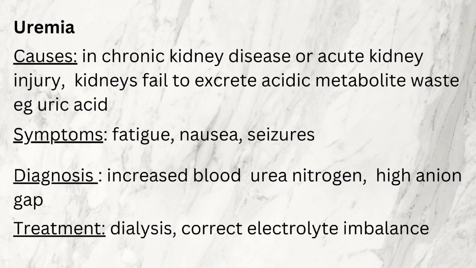From our mnemonic, the next on the list is U, which is uremia. Remember the mnemonic. In chronic kidney disease or acute kidney injury, the kidney fails to excrete acidic metabolites. Examples of such acidic metabolites are uric acid and a whole lot of them. The symptoms include fatigue, nausea, seizures. The treatment, number one, dialysis. Two, correct whatever the electrolyte imbalance may be.